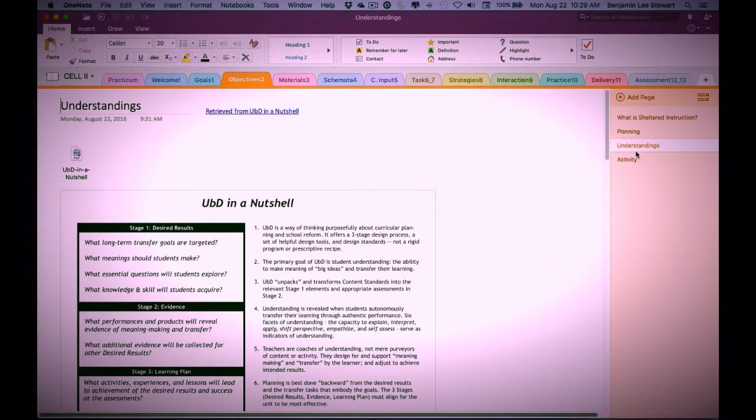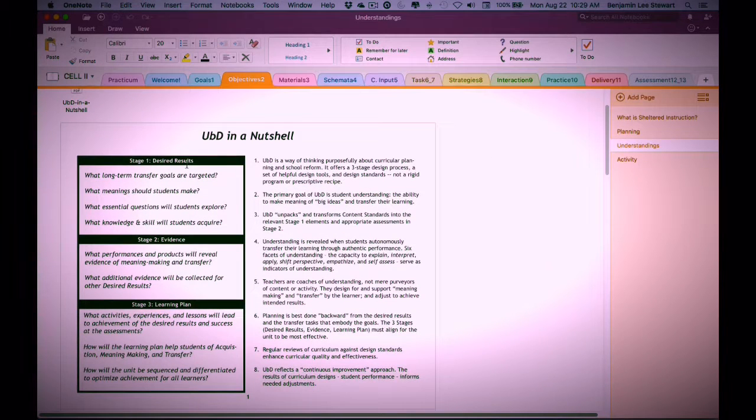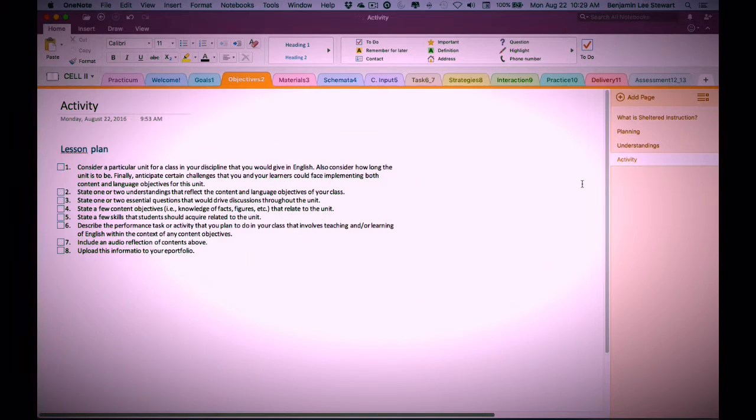I've included a handout under the understandings page, that again gives you another general overview of the three stages of planning, looking at desired results, coming up with evidence or assessments, how you're going to implement any performances or activities that are aligned to the desired results, as well as your lesson plan. And then the activity. So you might want to take a look at this activity, kind of a checklist of things we'll be working on this week in terms of planning.